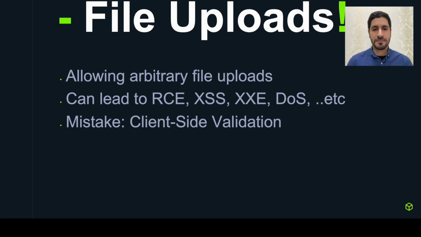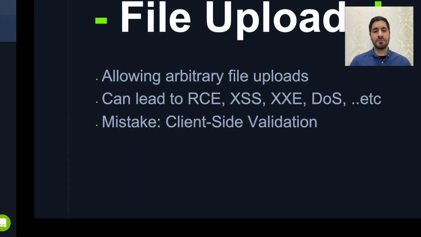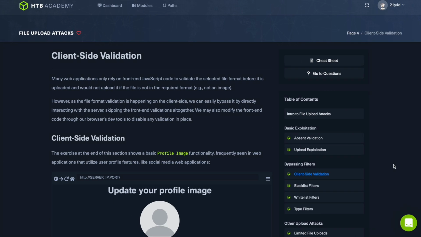And this can also lead to other vulnerabilities like stored XSS, the one we saw earlier, XXE, denial of service, and many other attacks. And the final mistake we will discuss today is placing the validation of what files are allowed to be uploaded on the client side. Now, some web developers might actually only allow JPEG images or PNG images or only images, but they would keep this file type validation on the front end and the client side, and this can be bypassed, as we will see now, through various techniques that we will demo now.